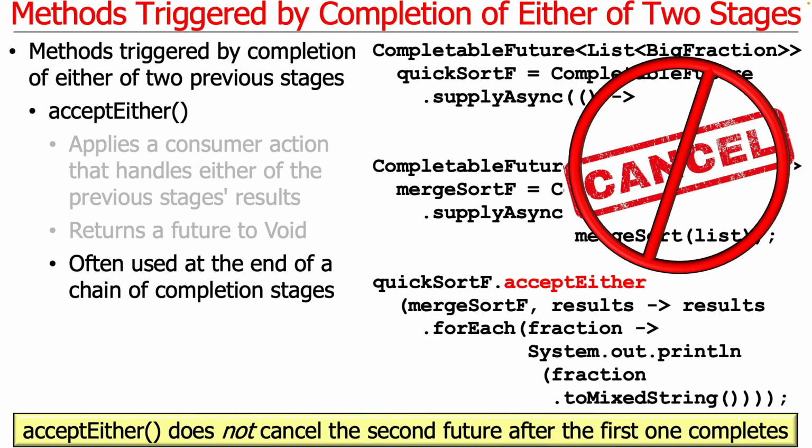Interestingly enough, when acceptEither accepts the first result, it does not cancel the second future. The second completable future is still active, and when it is done, the result will be available to anybody who wants to get it through that completable future. And the reason for that is it's not necessarily the case that just because this particular computation didn't want the result, some other computation didn't want the result of that asynchronous completable future.